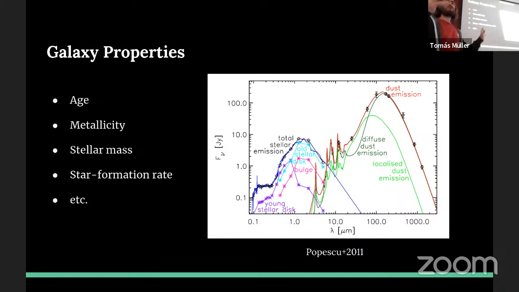So we have a spectrum covering a wide range of wavelengths. We can see that different components contribute in the different parts. We have young stellar populations. We have older stellar populations, the bulge. We have dust, and so on, right? So there's a lot of things going on, and from here we can get to these parameters.